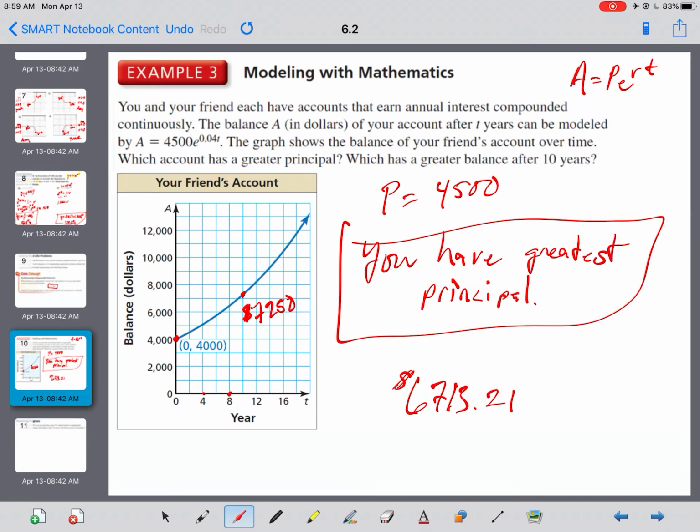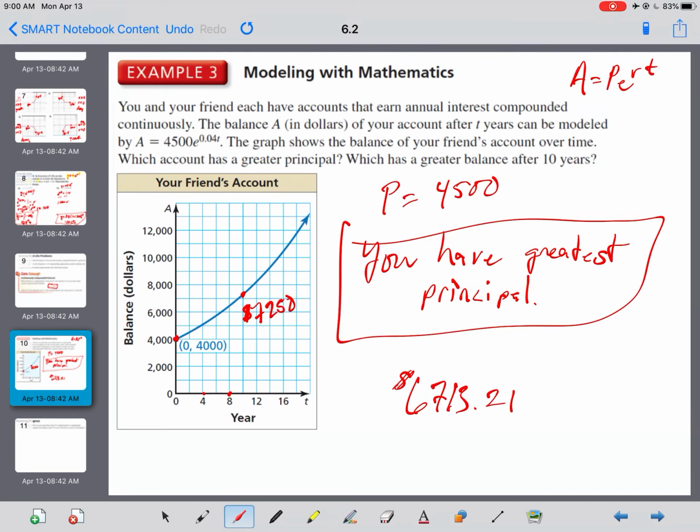And how much did he get after 10 years? Looks like he got about 72. See, I'm flipping back to my book here. I want to check, make sure. Where is it? There we go. So if we say 7250, okay. So the graph shows that the balance is 7,250. So your account has a greater principal, but your friend's account has a greater balance after 10 years.